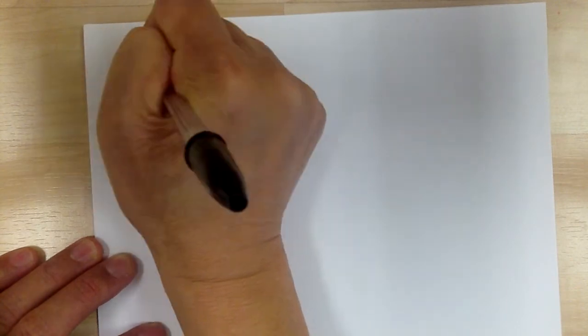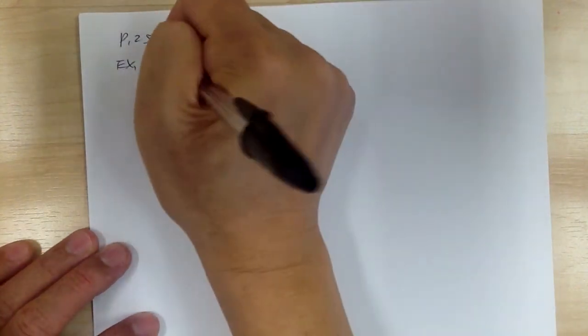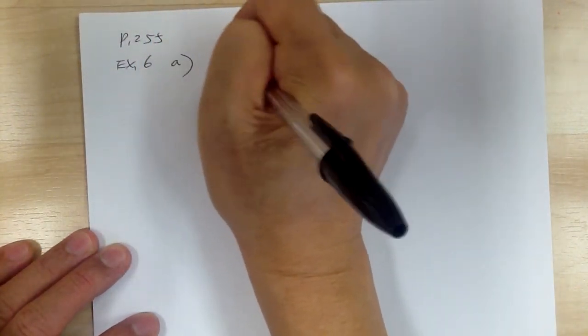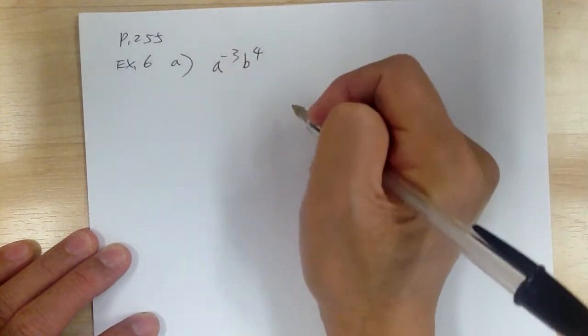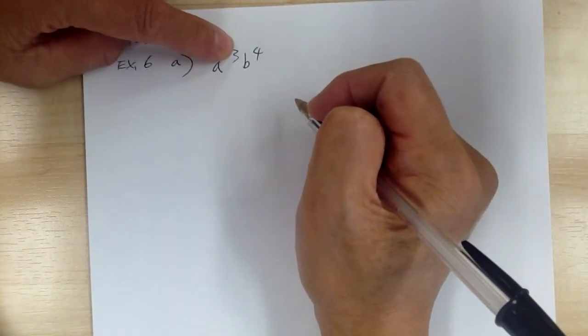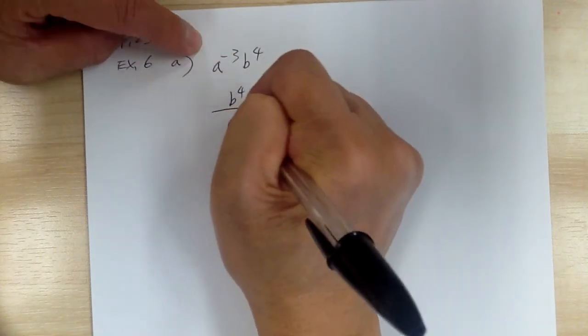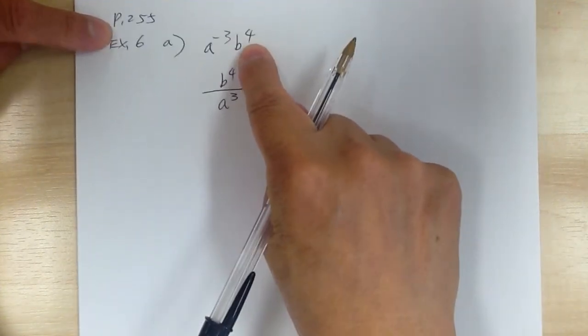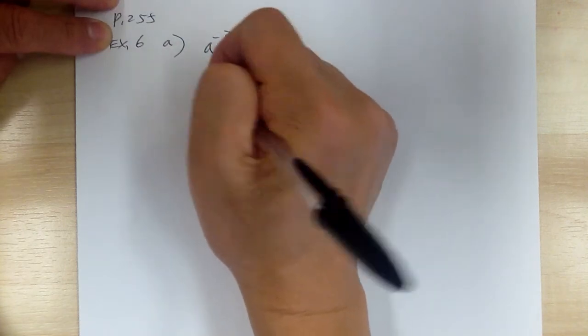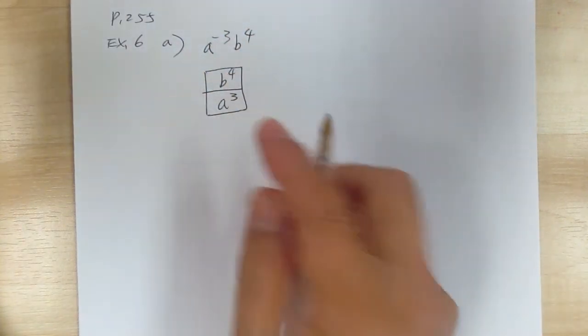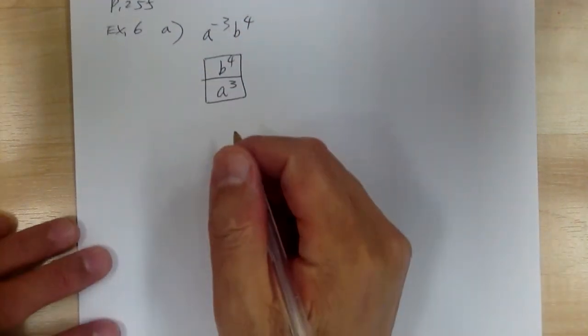Okay, let's go to example 6. So part A, you got a to the negative 3, b to the 4. So again, negative exponent, you need to flip to the bottom. So this will equal b to the 4 over a to the 3. Now the b does not get flipped over because it's positive, right? So that's it. Whenever it's a negative exponent, you flip it over.